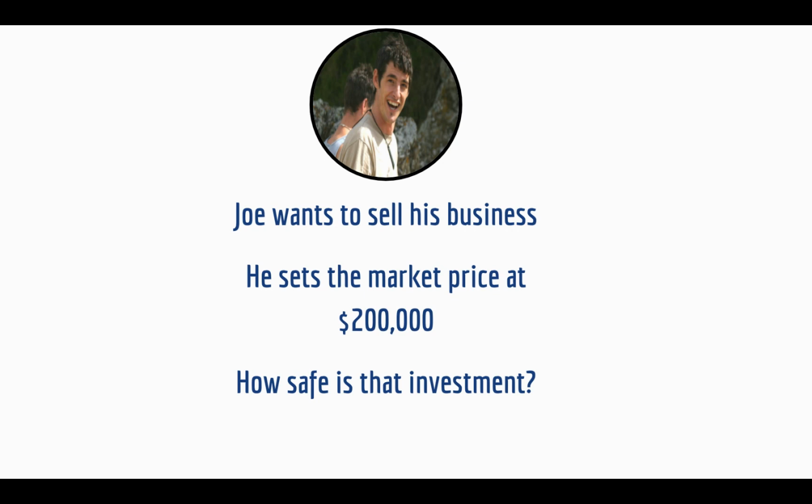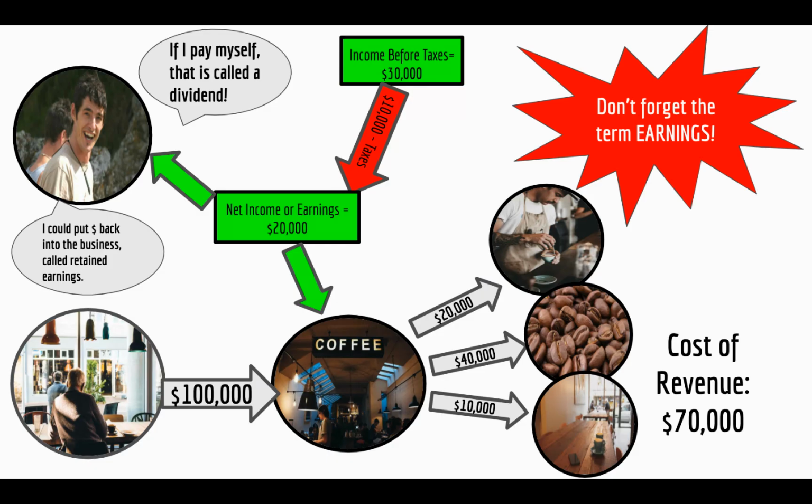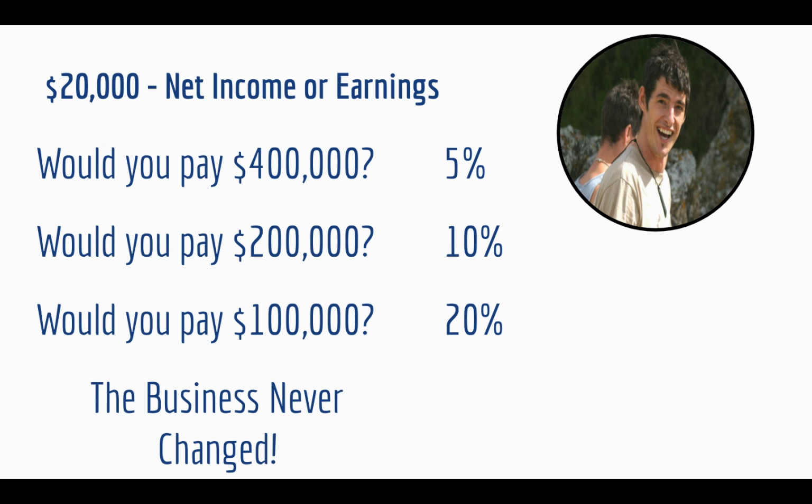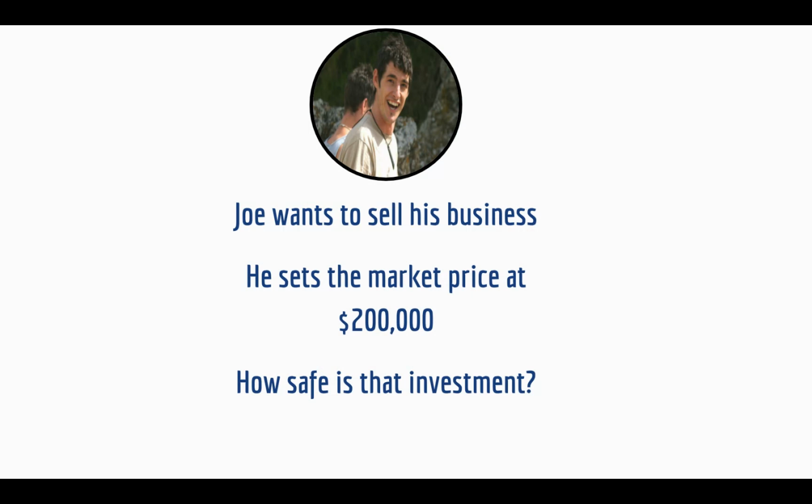So he's going to set the market price at $200,000. Okay? Now, if you go back to our slides where we talk about paying for a business that would pay you $20,000 a year, you would be getting a 10% return on your investment. So that is the market price. That is what he is asking for his business.